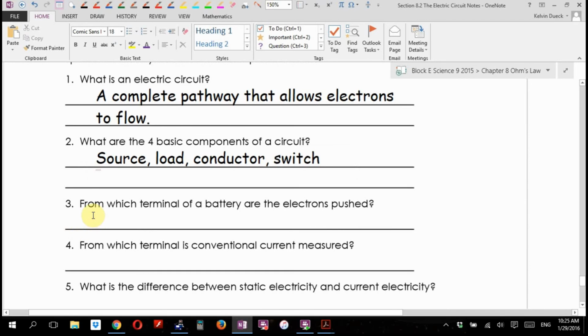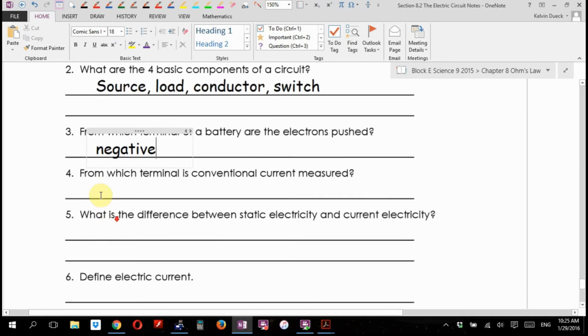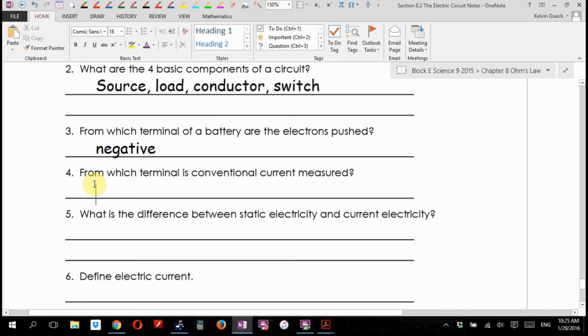From which terminal of a battery are the electrons pushed? Someone who hasn't won a Timbit yet. Katie. Ah, but from which terminal is conventional current measured? Okay. Hey, what's the difference between static electricity and current electricity? Someone who hasn't won a Timbit yet. Katie, you just won a Timbit. Josh. Yes.